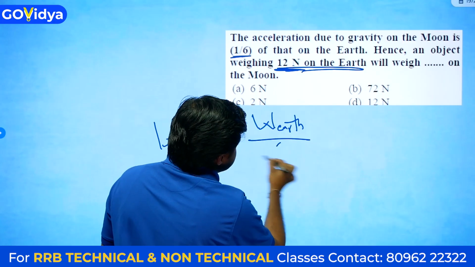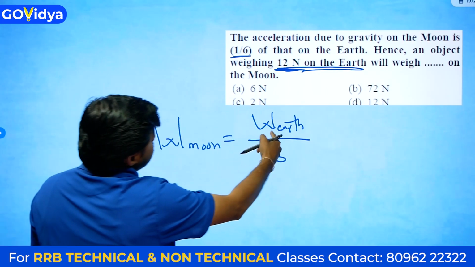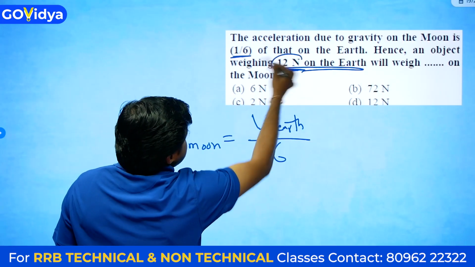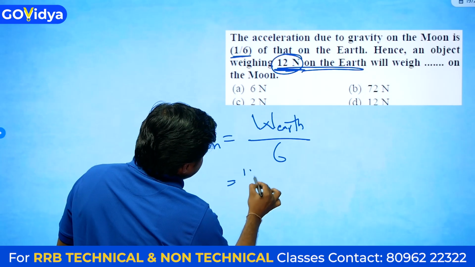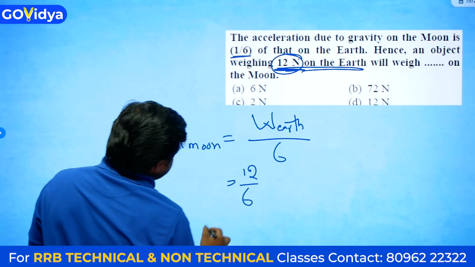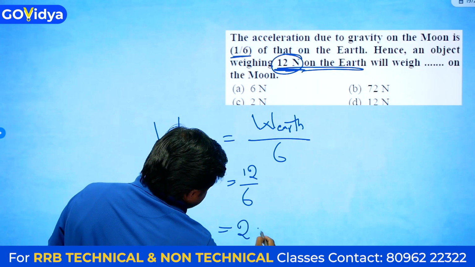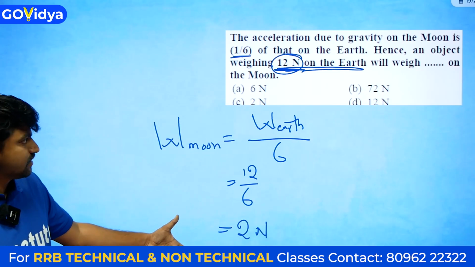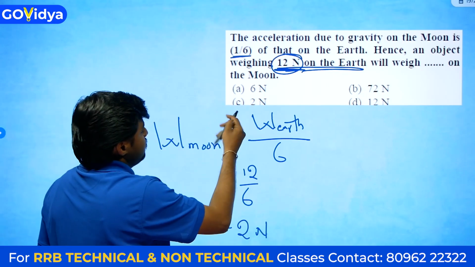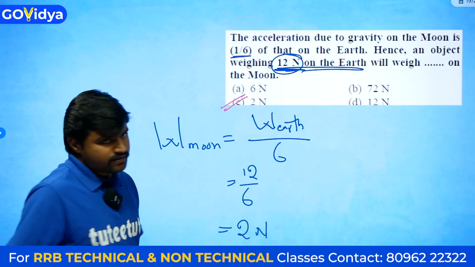Earth weight by 6. Earth, how much weight? 12 newtons. 12 newtons by 6. Weight of the object on the moon is 12 by 6, which is equal to 2 newtons. 2 newtons is the correct answer. From the options, option C is the correct answer. Okay, next question.